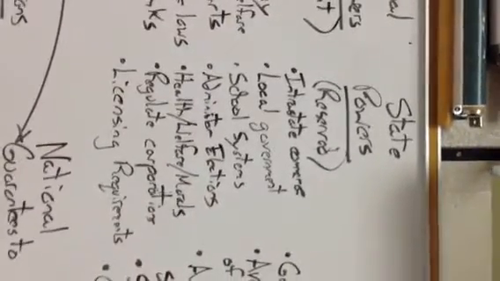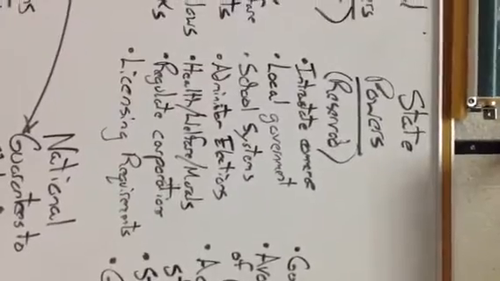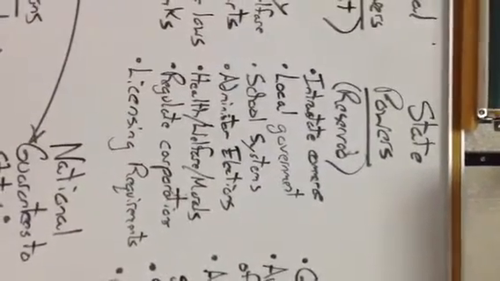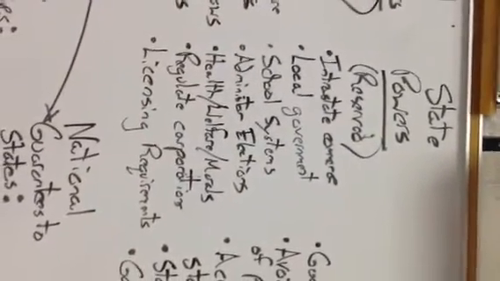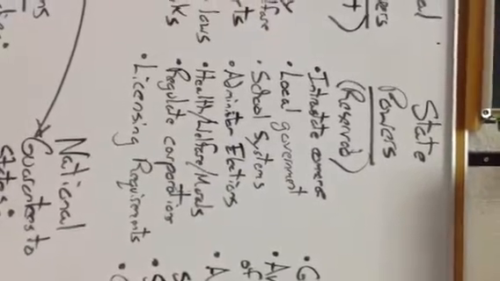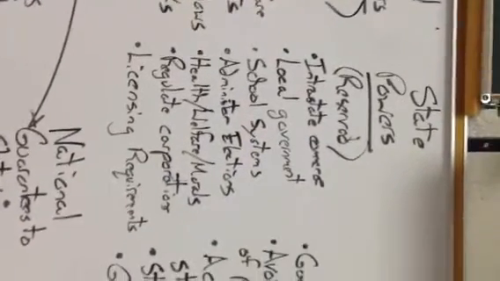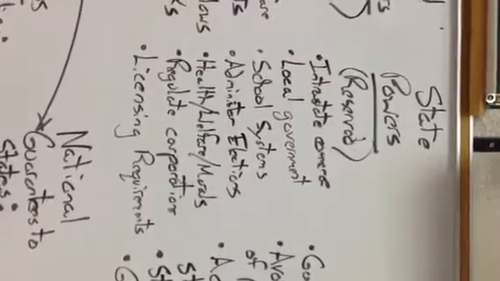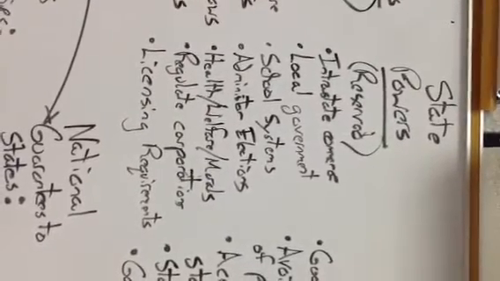They're in charge of their own commerce. They also have the right to establish their own local governments. They can set up school systems. They are in charge of administering elections. They are also in charge of the health, the welfare, the morals of their individual citizens. They can regulate corporations within their states, and they can establish licensing requirements for all the various professions within their state.